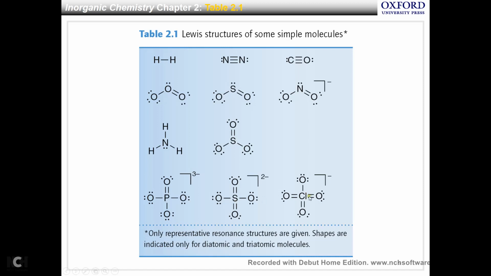All right. This is ClO4 minus. Now this chlorine is surrounded by a total of 14 electrons. And if we look at the formal charge, -1 formal charge here, 0, 0, 0, 0. So that's good. We minimized the number of formal charges.